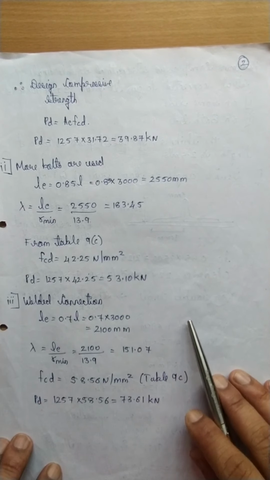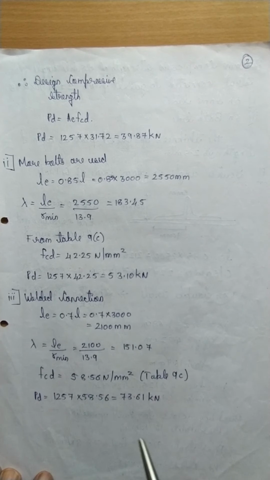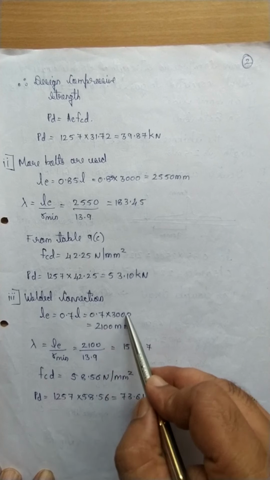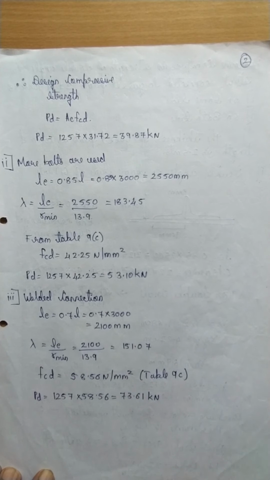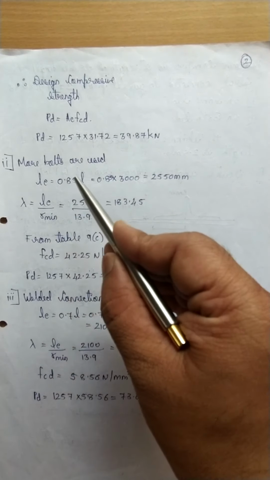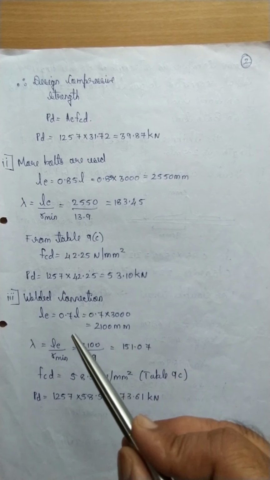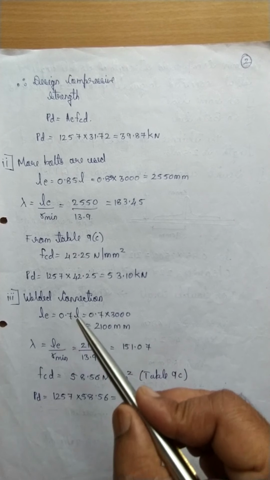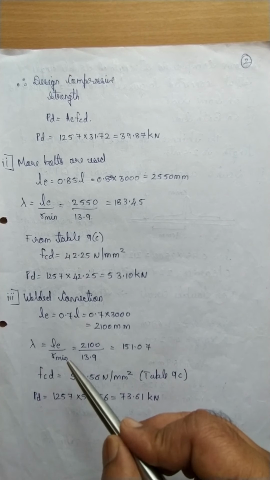In the welded connection again the effective length changes. So, LE is equal to 0.7 of L, so 0.7 into 3000 gives 2100 mm. So remember, when an angle connection is given, the effective length changes depending upon the connection. As we saw, for a single bolt LE was equal to L, for more than one bolt LE was equal to 0.85 of L, and for the welded connection LE is equal to 0.7 of L. So again the effective length varies, and r minimum remains the same.